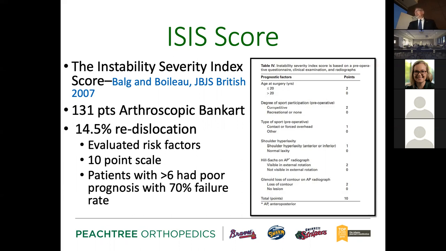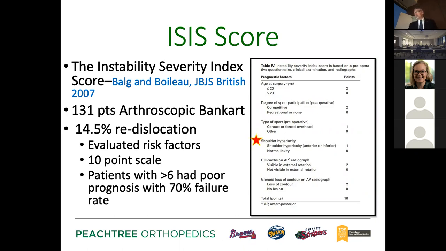But if you look at the prognostic factors there and think about your typical high school football player who walks into your office, he would get 2 points for being under 20, 2 points for being in a competitive sport, and 1 point for being in a contact or forced overhead sport. So before you even said hello to that guy, he's got a score of 5. And so the average high school football player walking into your office, according to Dr. Boileau, would not do well with a Bankart repair.